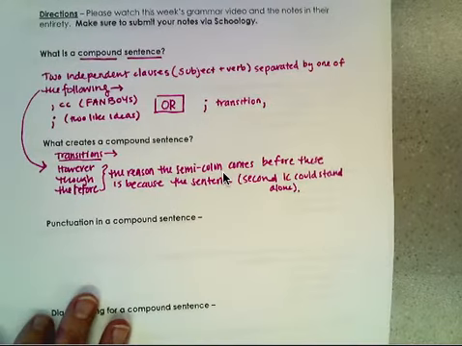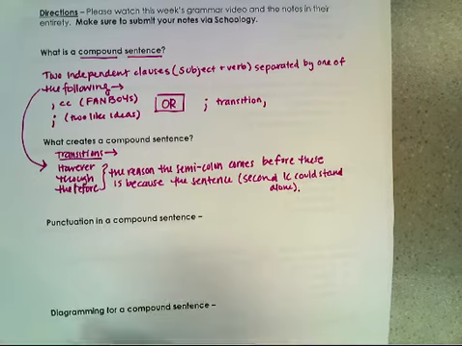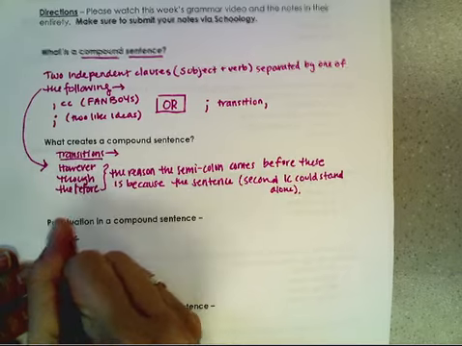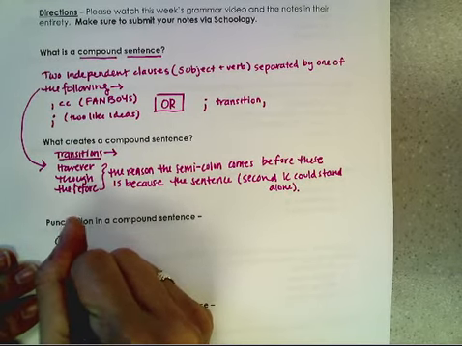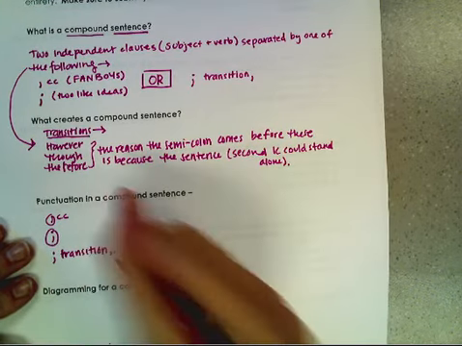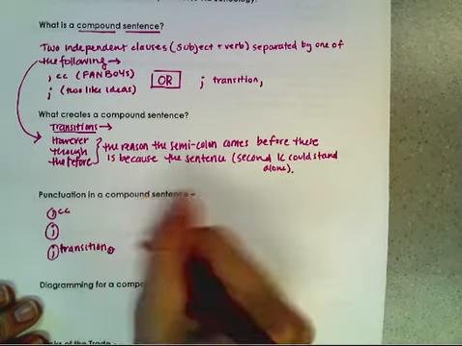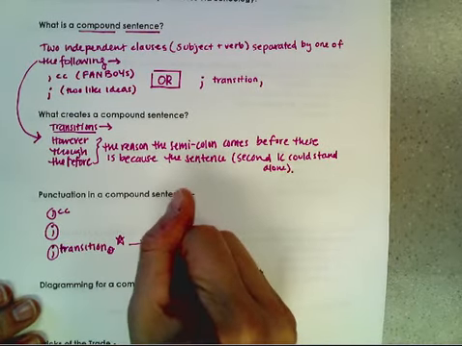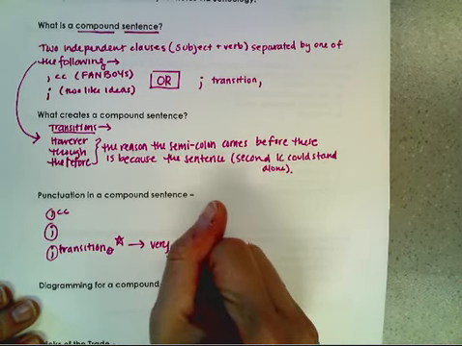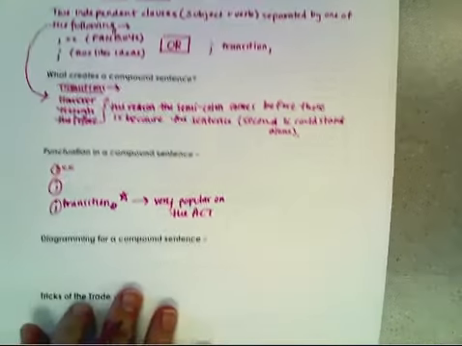So as stated above, the punctuation for a compound sentence, and I like to jump ahead, so that's just how I roll, is going to be a comma and a coordinating conjunction, a semicolon, or a semicolon, transition, and a comma. This right here is very popular on the ACT. This is something we see a lot of. We talk about it. We see a lot of it, so it's very popular.